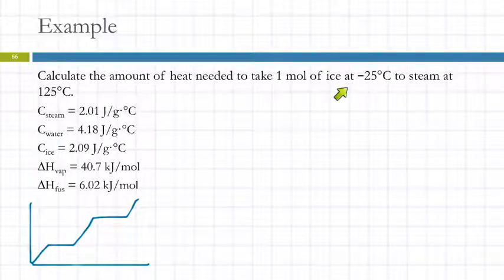So where are we starting at? We're starting at minus 25. So this is temperature on the y-axis. Down here where I'm starting, that's minus 25. Where am I taking this to? 125. And so I know that that is steam, that's the gas state. So here I have heating the solid, melting the solid, heating the liquid, vaporizing the liquid, heating the gas. So my 125 is up here somewhere.